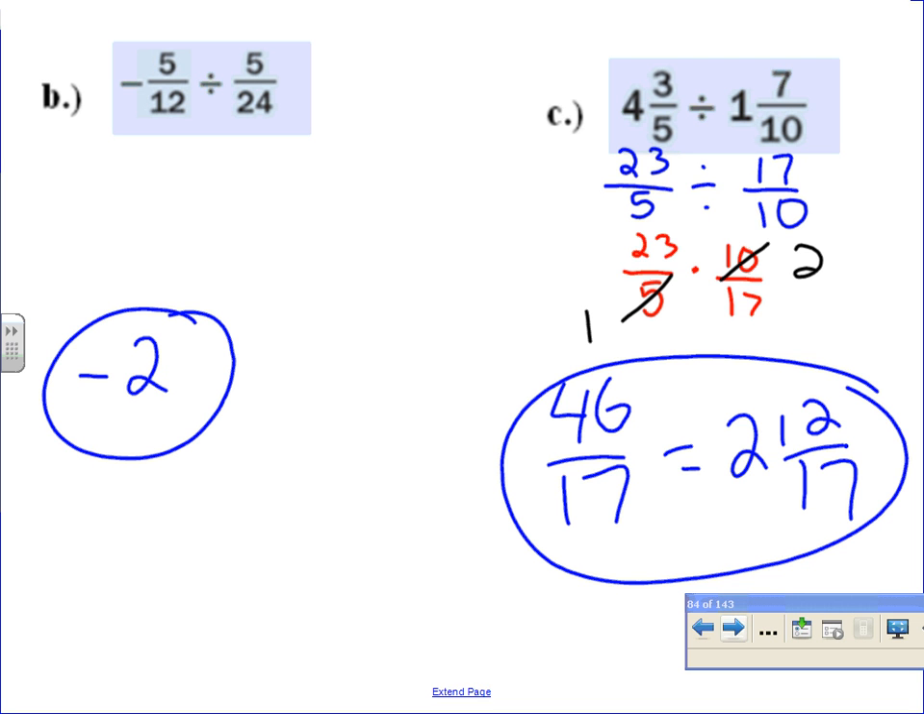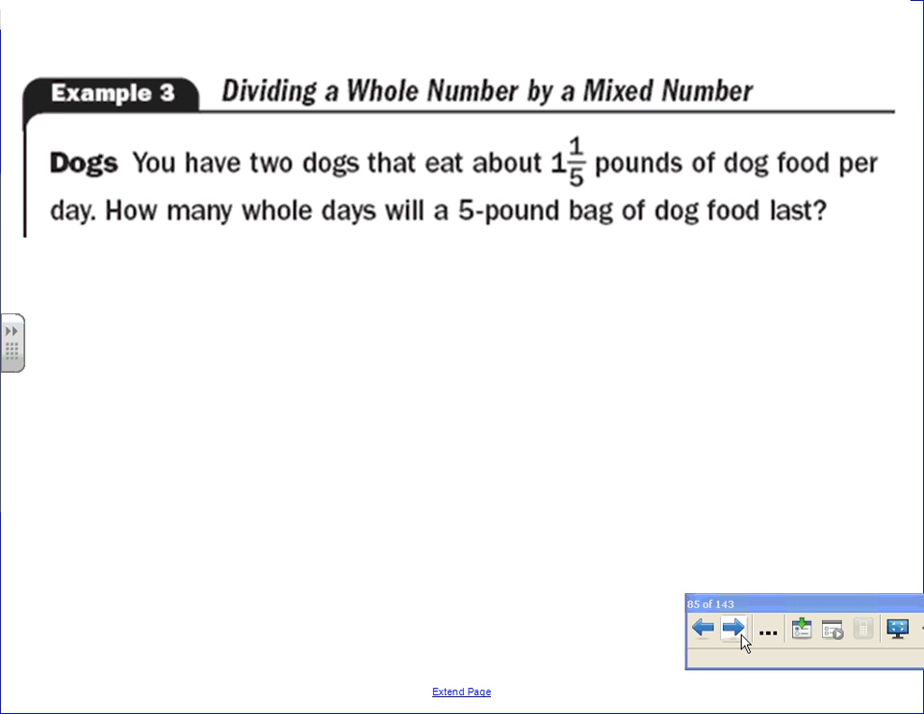Adam? Okay, Annalise? Okay, any other questions on B or C? All right, that's all for dividing. Give me a thumbs up, thumbs middle, thumbs down. Keep, change, flip.